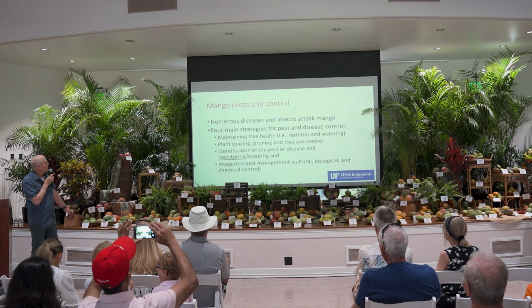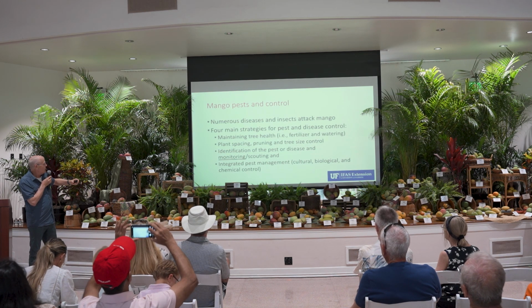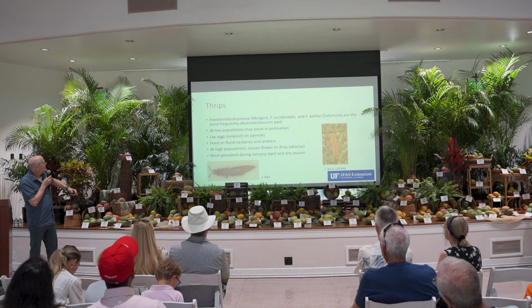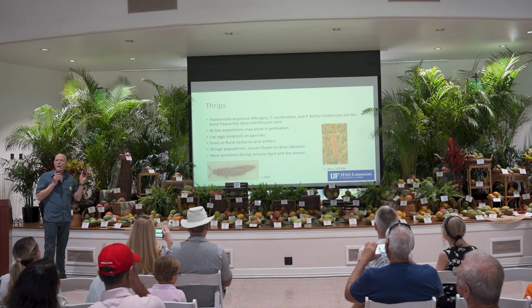Okay, so there's four main, I keep saying this, you've already seen it. For the mangoes, the diseases. This is thrips. This is one of the insects. At low populations, these are very small insects. They may actually be beneficial in helping with pollination. They will lay eggs on the panicles and feed on the nectaries. The problem is, if they get real high population, that's when they begin to cause damage.